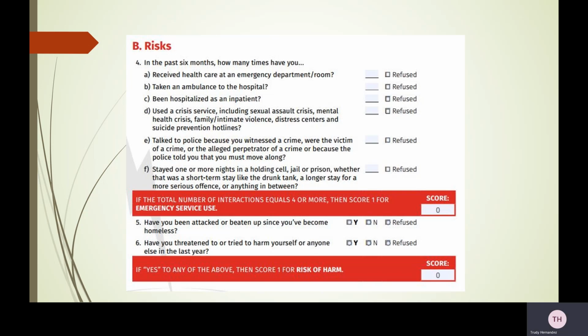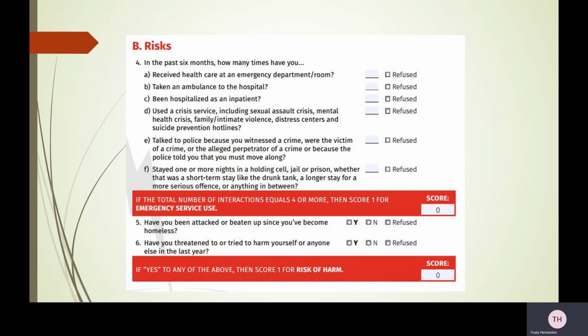Question E is looking at talking to the police for basically any reason. And question F is looking at, have they stayed one or more nights in jail or prison? I do want to point out on F, this is an example of how those focus groups gave their input for the creation of the VI-SPDAT.